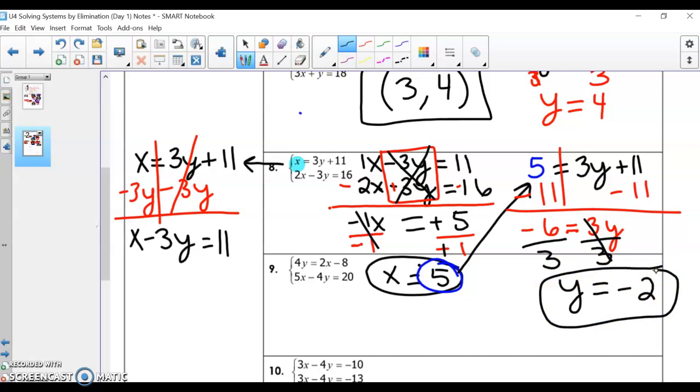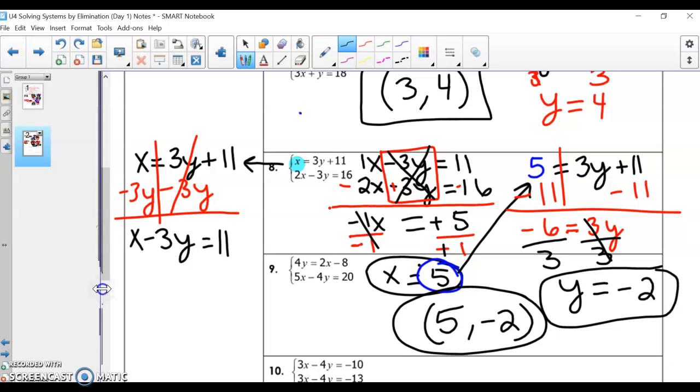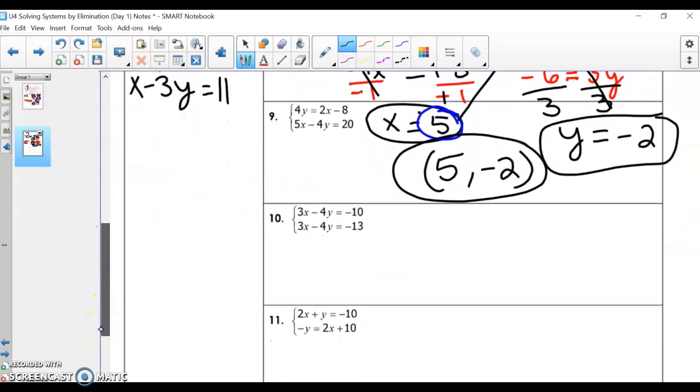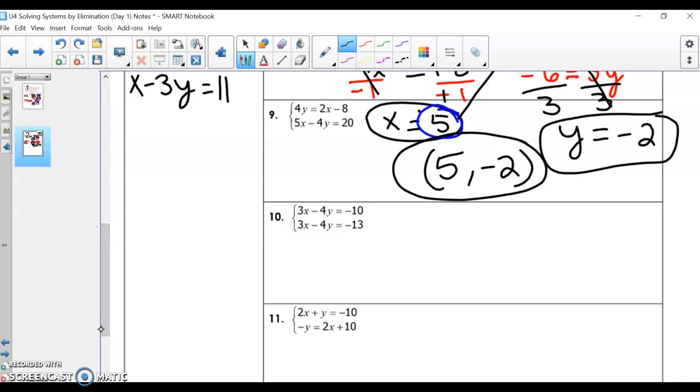Okay, and then again, you have to write it as an ordered pair. So write your x first, so it would be 5, comma, -2, and then this would be your final answer, (5, -2). Alrighty. So I'm going to go ahead and do number 10 with you as well, just because this one's a little bit different, okay?